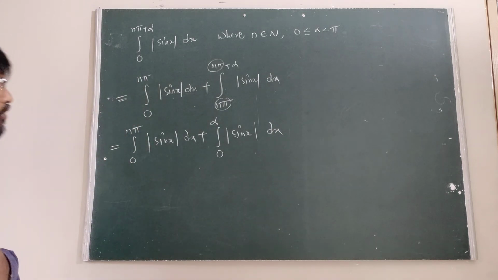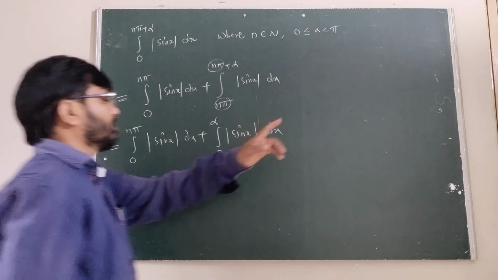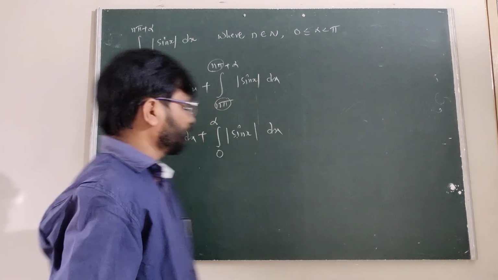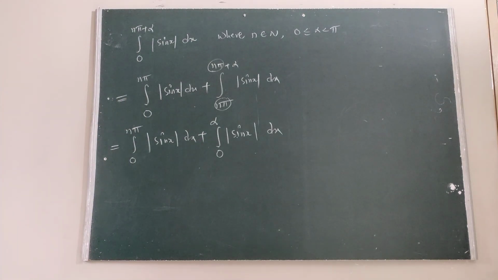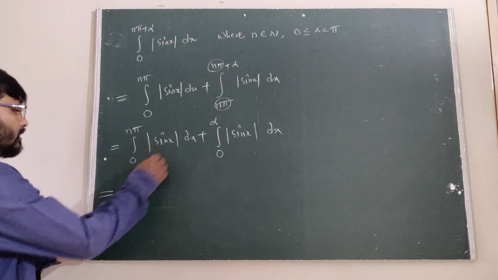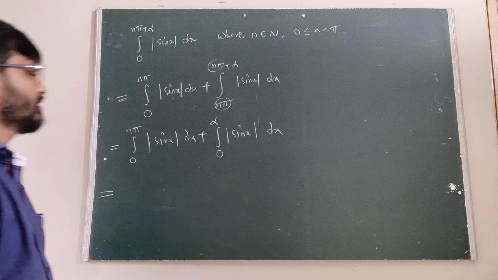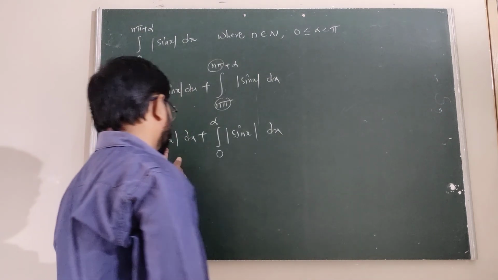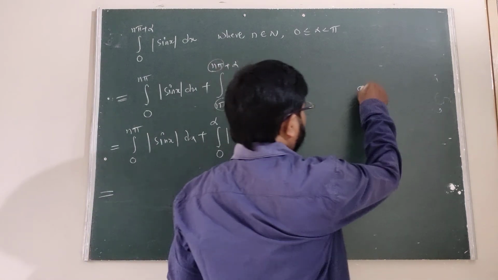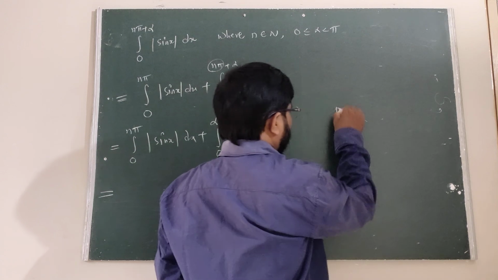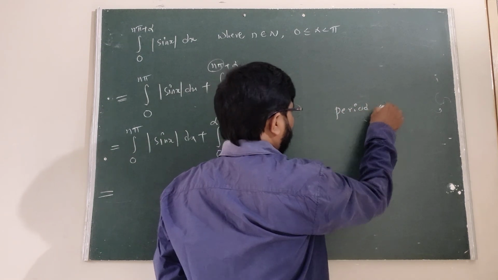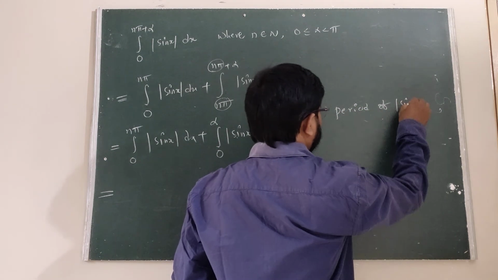Okay. Therefore, here alpha lies between 0 and pi. We have to know that the mod of sin x is a periodic function of period pi. The modulus of sin x, all of you listen here, the period of the mod of sin x.